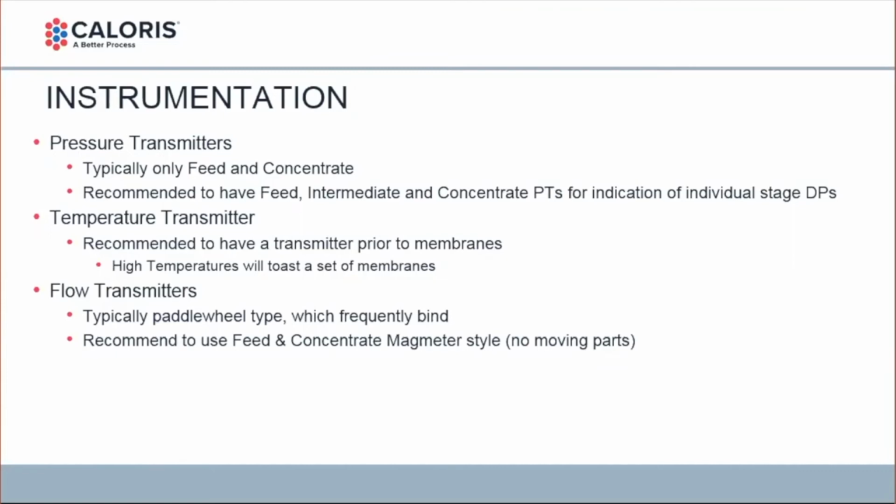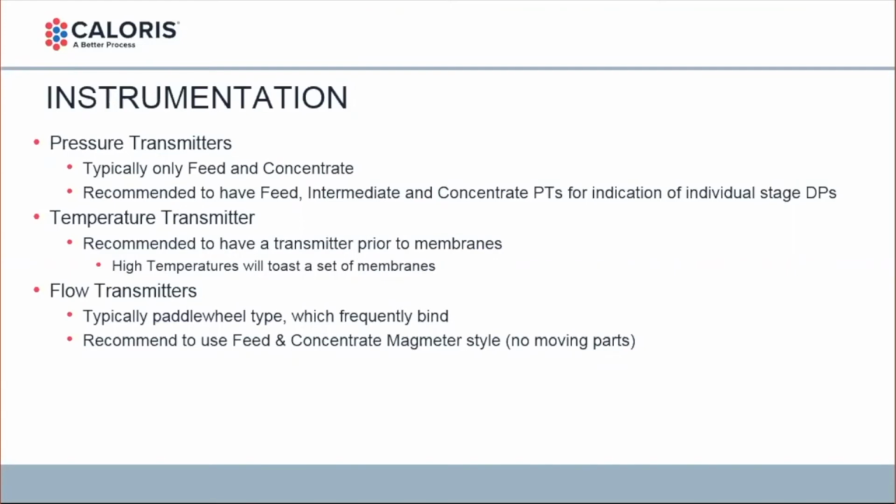Temperature transmitters, recommended to have a transmitter prior to the membranes. I don't know how many systems I've seen where for whatever reason the temperature got out of hand during CIP, and they get much above 130, 140 degrees, and you toasted a set of membranes. So very important to have some kind of temperature indication there and a shut-off alarm.